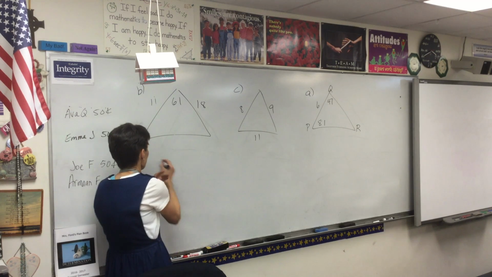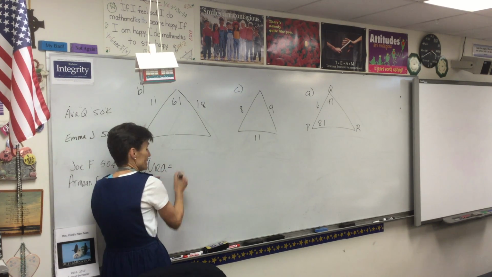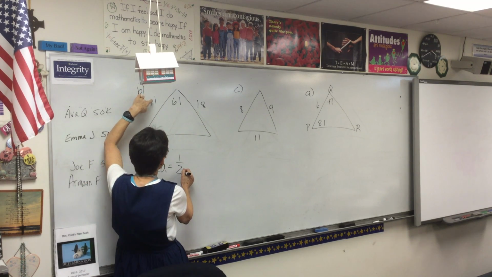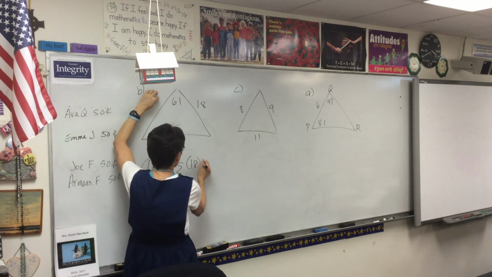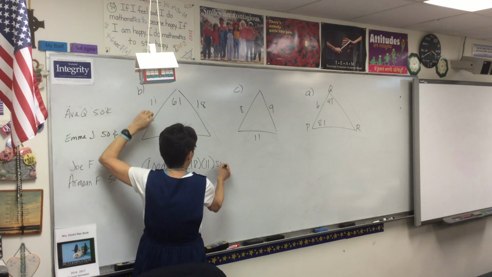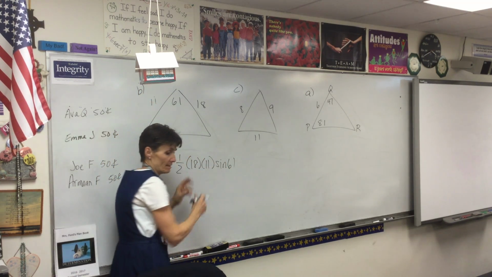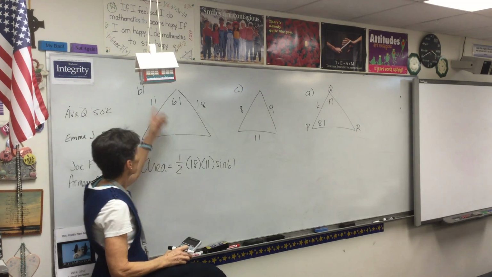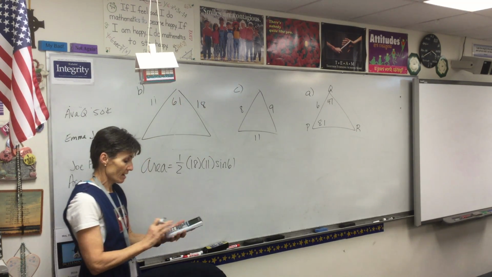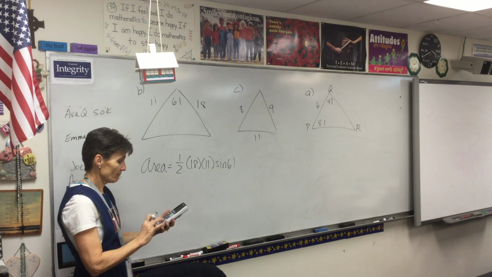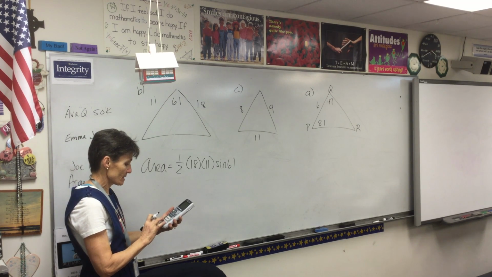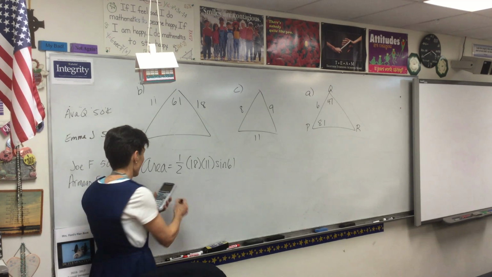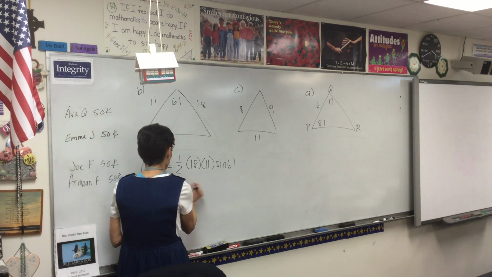B, the area of B, this is problem B, the area is going to be what? 1/2, 18, 11, sine 61. Done. Automatic, that's the formula, 1/2 side, side, sine. So 1/2 times 11 times 18 times sine 61. 86.59.